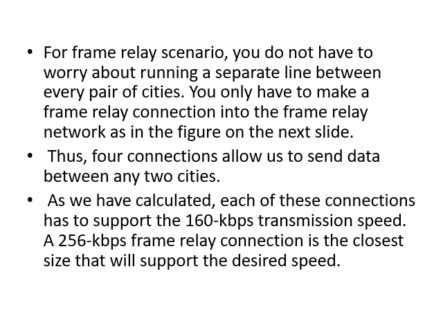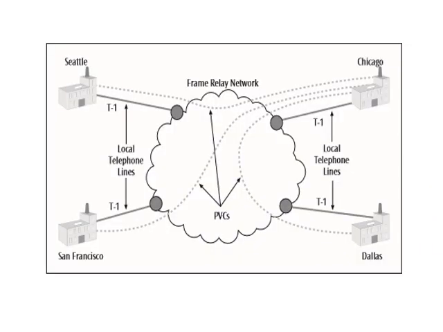Now for the frame relay scenarios, you do not have to worry about running a separate line between each pair of the cities. You only have to make a frame relay connection into the frame relay network, as in the figure on the next slide. Those 4 connections allow us to connect between each of the cities. We don't have to add the 2 extra lines. As we have calculated in the previous one, we will end up with a connection that supports 160 kilobit transmission. Obviously, a 250 kilobit frame relay connection is the closest size that will support the desired. You can see in this figure we need 4 of these lines.